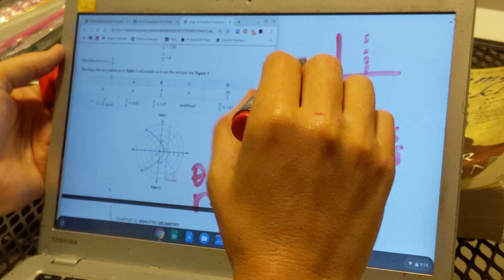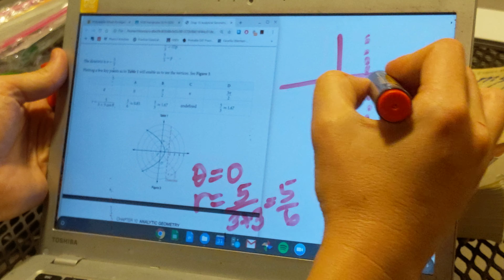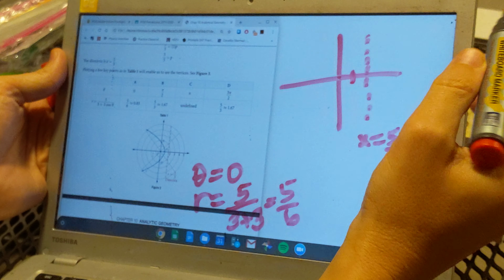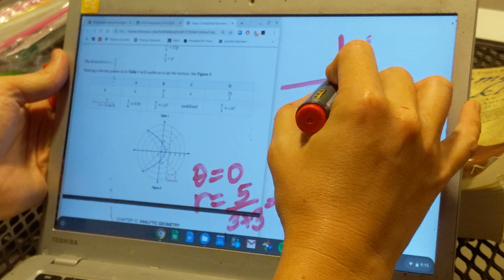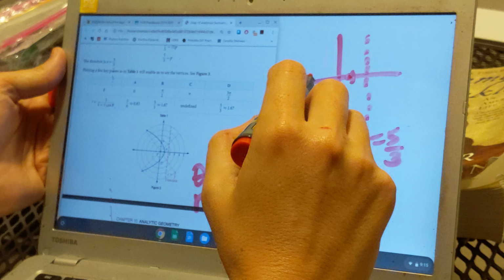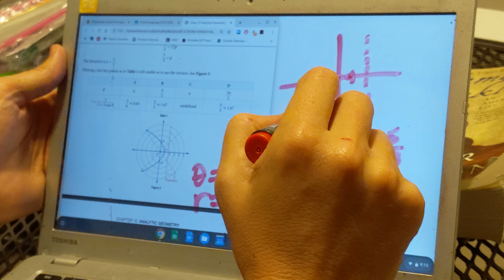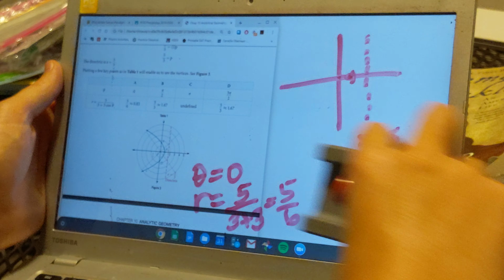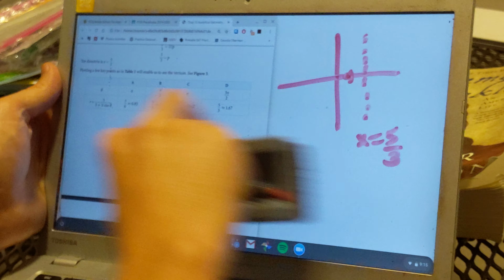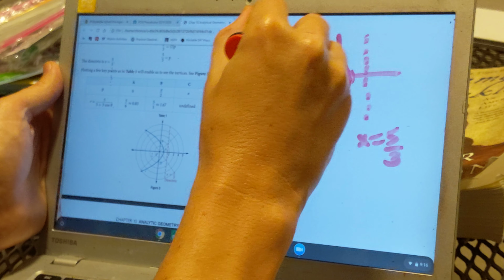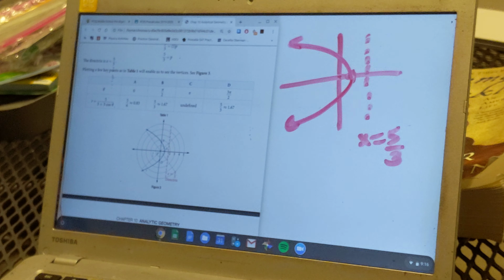So the radius would be 5/6. That is just a little bit inside, like there, right? Less than 1, just a touch. Cool? And the theta would be 0. So that's clearly our vertex. And now all we need to figure out, since we know it's a parabola and we know it's opening up this way, is basically our y-intercepts.